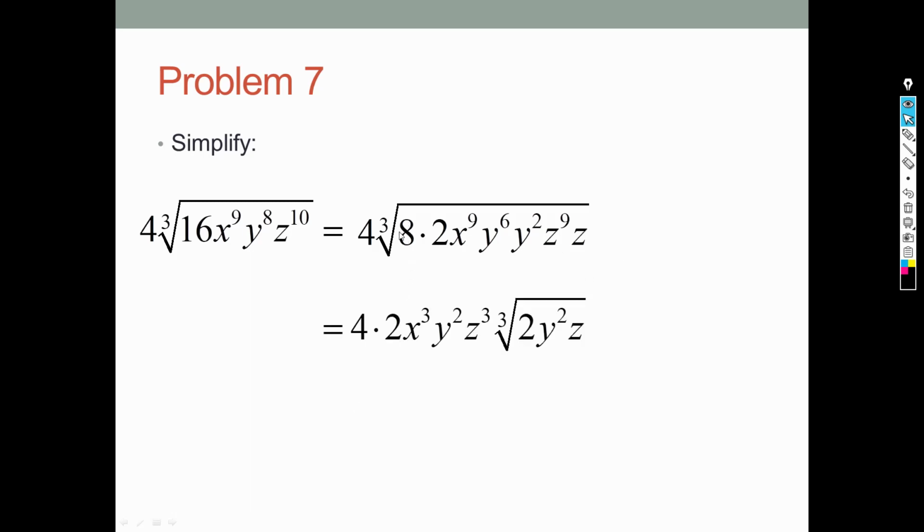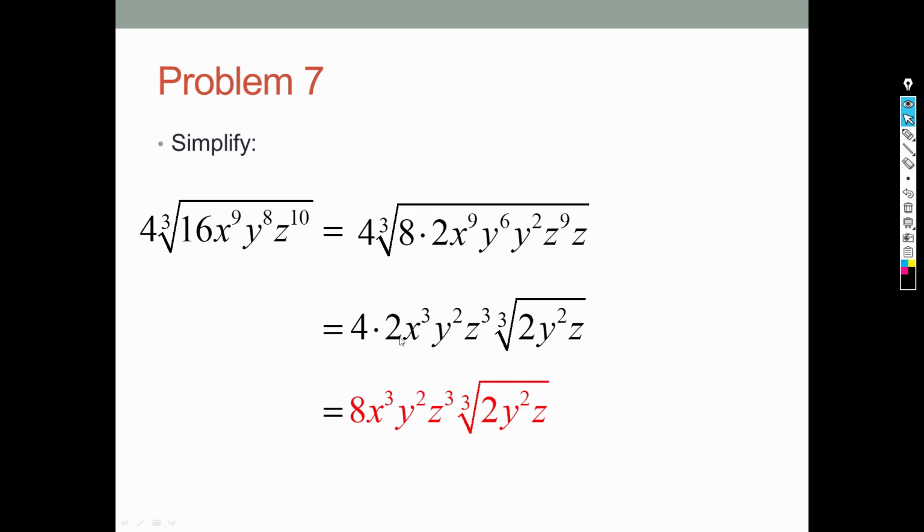Okay, so here I just did the cube root of 8 is 2. I brought it out here. 3 into 9 is 3, so the cube root of x to the 9th is x to the 3rd. 3 into 6 is 2. The cube root of y to the 6th is y squared, that's out of here. Z to the 9th, 3 goes into 9 again, 3. The cube root of z to the 9th is z to the 3rd. And the 2, like I said, the y squared and the z stay in the radical.